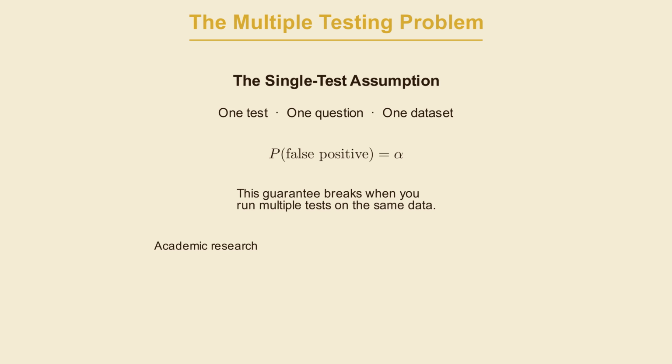It happens in academic research, it happens in model building, and it happens constantly in quantitative finance, where analysts test dozens of signals on the same historical data set, looking for ones that come back significant. The problem is this. Every test you run carries its own chance of a false positive. If you run 20 tests and every single null is actually true, then the probability that at least one of them comes back significant by random chance is not 5%. It ends up being much higher than that.